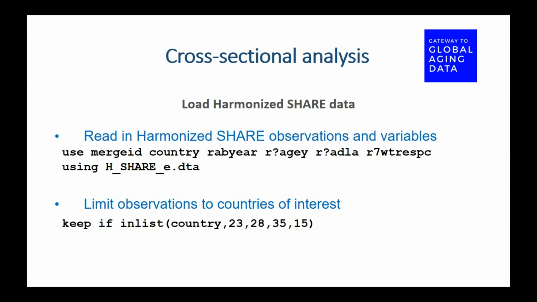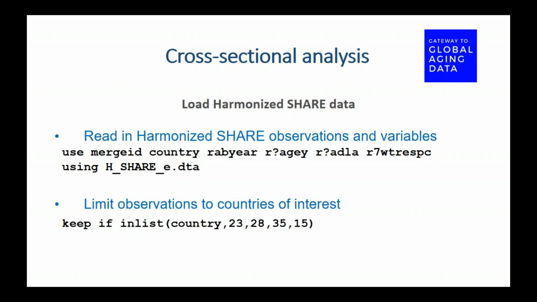So we're going to pull in all our observations, but just for specific variables. And it's those variables that we listed before. So we're going to pull in merge ID, country, RAB year. We're going to pull in all of our age variables. This question mark here in our code acts as a wildcard, so it's going to pull in variables R1 through R7 of AGEY and our weighting variable we talked about.